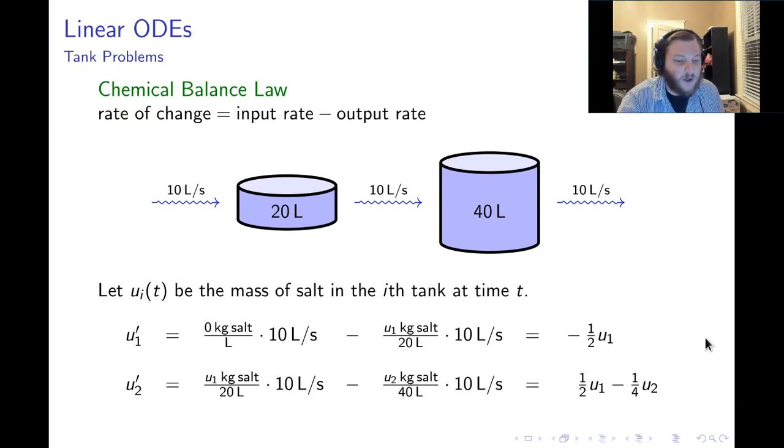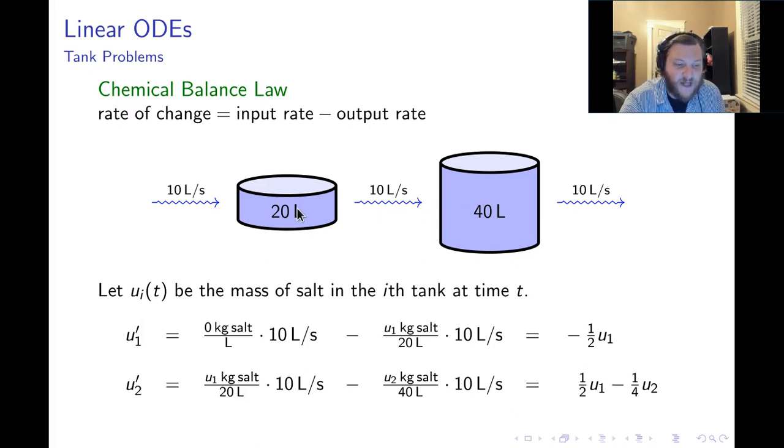Let's now look at the second tank. The second tank is a bit more complicated because we have a mixture of salt solution being pumped into the tank, and then that mixture is mixed, and then our salt solution in the second tank is being pumped out. If we apply the chemical balance law, we can think about the rate at which the content of salt is changing by looking at the input rate and the output rate. So what is being pumped into the second tank? Well, that's the mixture from tank 1.